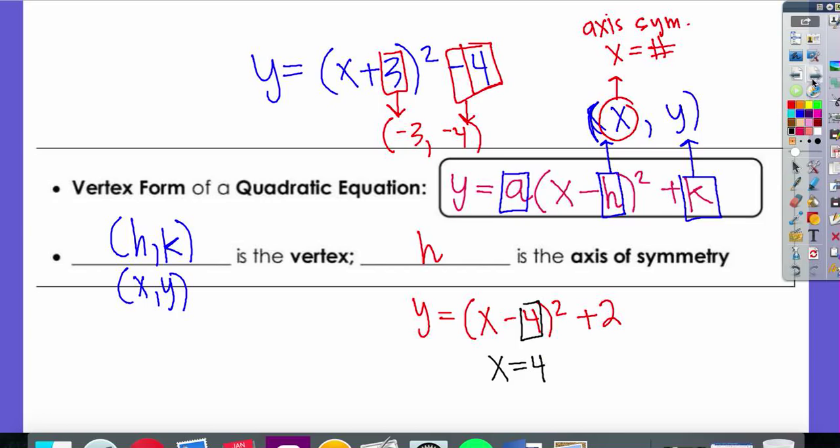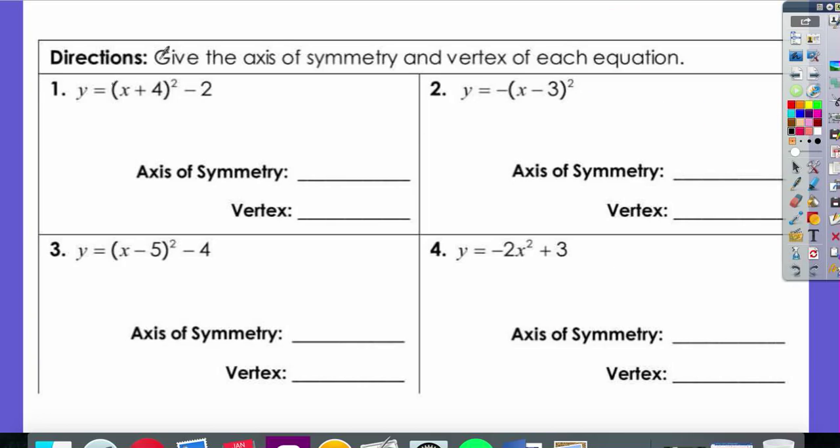So let's try a few examples. Give the axis of symmetry and vertex of each equation. So we have our equation here. I know it's in vertex form because there's only one term here that's squared, and there's a minus 2 outside. So if I wanted to identify a, h, and k, a would be 1, h would be 4, technically a negative 4, and k would be a negative 2.